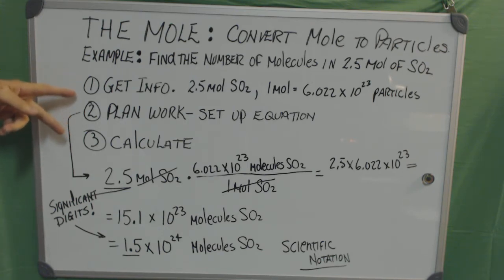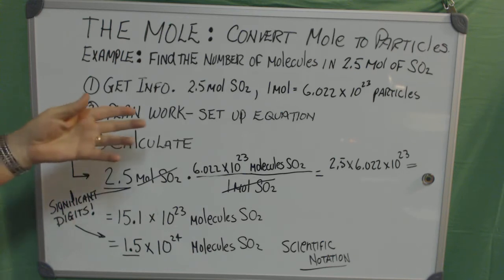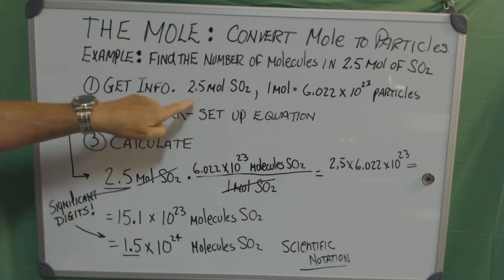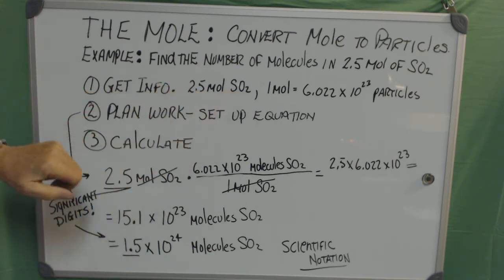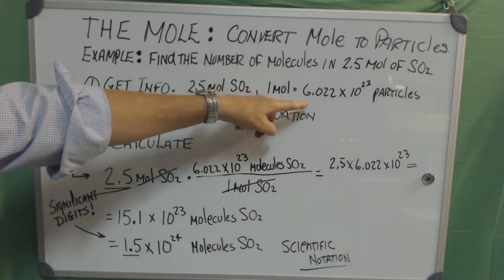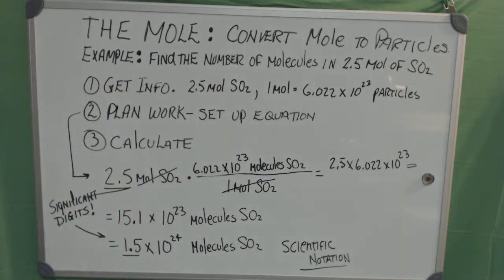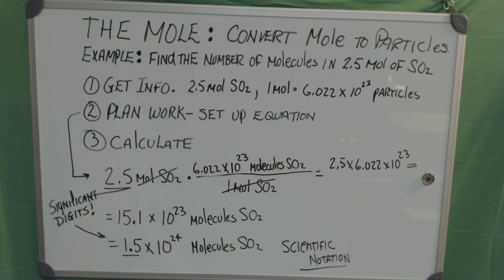And here's the plan, the way you should do the problem. Number one, you have to get information. So you look in this sentence and you see what information you have. First of all, you know you have 2.5 moles of SO2, and you know that 1 mole equals 6.022 times 10 to the 23rd particles. And particles can be molecules or ions or any such thing.